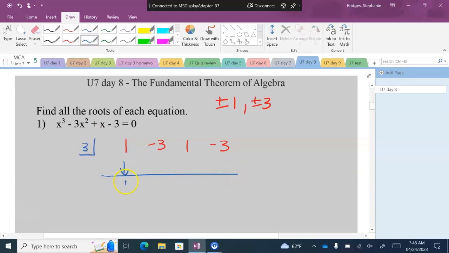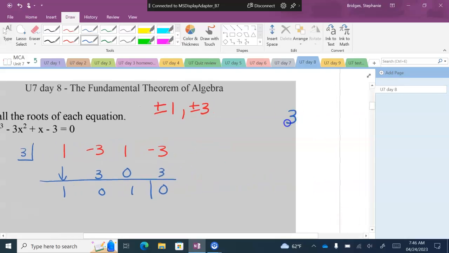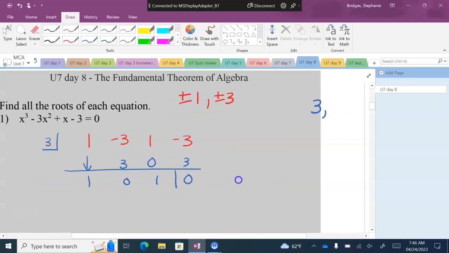I'm going to try 3 this time. Does that give me a remainder of 0? It does. Okay. So one of my solutions to this equation is going to be a positive 3. So I'm going to go ahead and write that off to the side somewhere, because when I get my other two, I'll be able to tell you what all 3 answers are.